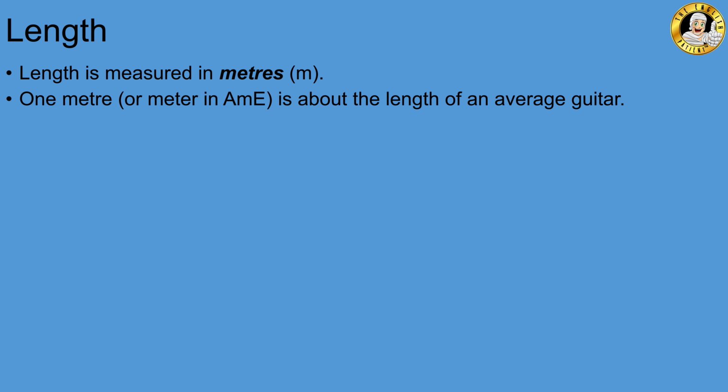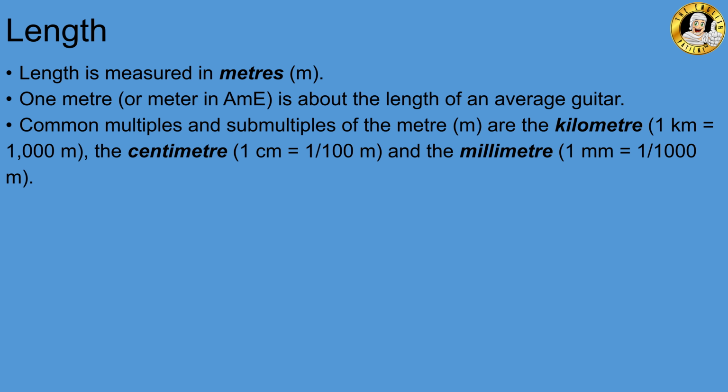Let's take a look at these different metric measurements and how we would use them in English. So the base measurement for length is the meter. 1 meter, and just notice that this is a slight difference in spelling between British and American English. This is about the length of an average guitar, and I'm sure all of you know the length of a meter. Now, common multiples and submultiples of the meter are the kilometre, which would be 1,000 metres, and the centimetre, which would be 1/100th of a metre, and the millimetre, which would be 1/1000th of a metre.